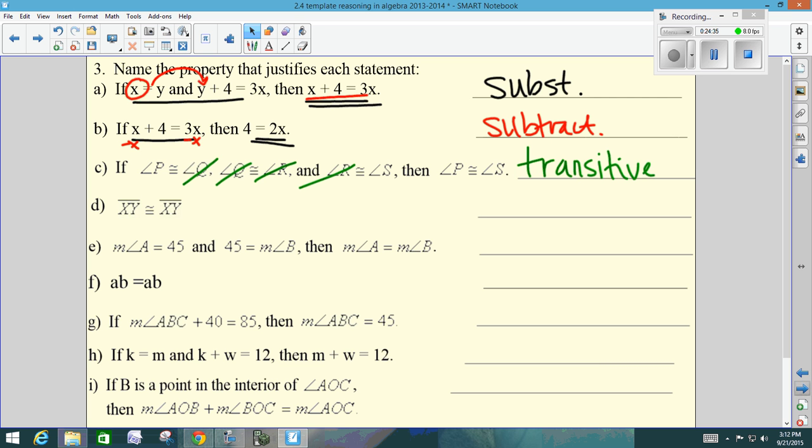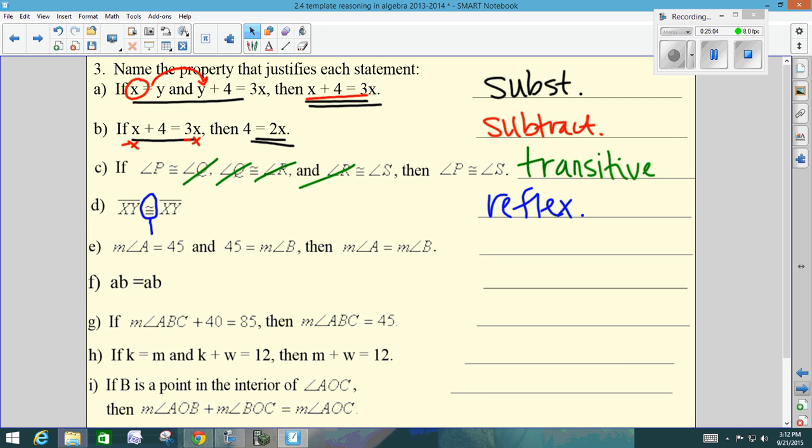Yeah? Okay. D. Segment XY is congruent to segment XY. What property is that? It's like that congruent symbol is a mirror. That's your reflexive property. The reflexive property doesn't have if or then in it. E.